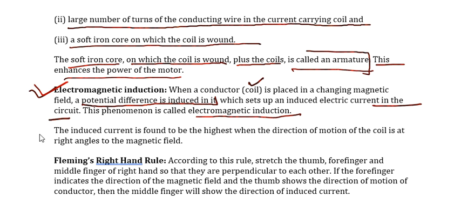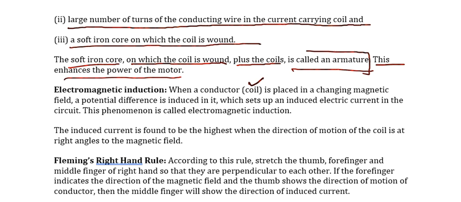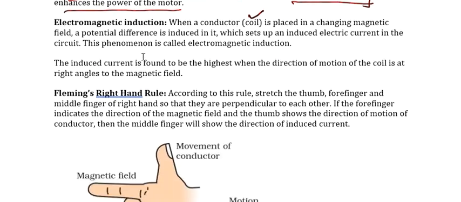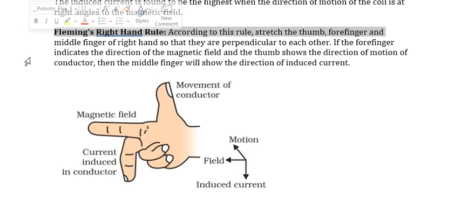The induced current is found to be highest when the direction of motion of the coil is at right angles to the magnetic field. I hope up to this point you have understood what electromagnetic induction is. Fleming's right hand rule, you know. Here is this picture. You understand this very well, as I know.